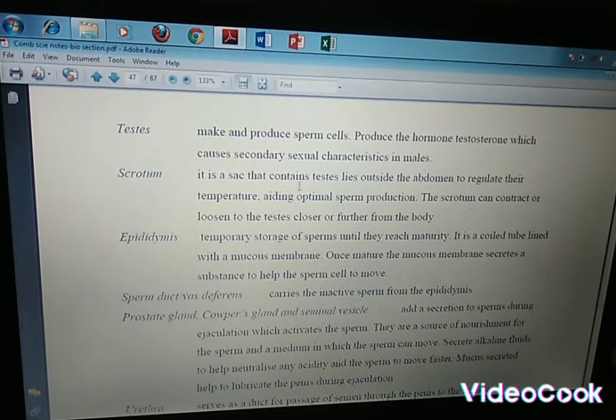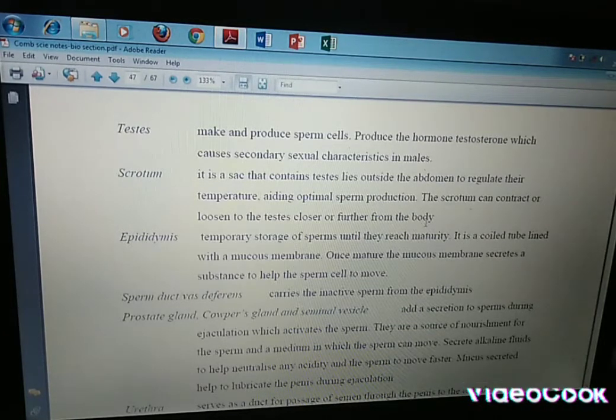The scrotum is just a sac that contains the testes lying outside the abdomen. Why is it lying outside the abdomen? And the scrotum, what does it do? It actually regulates the temperature, aiding the optimal temperature that is required for sperm production. So the scrotum can actually contract or loosen to bring the testes closer or further from the body. They must be 2 degrees lower than your body temperature.